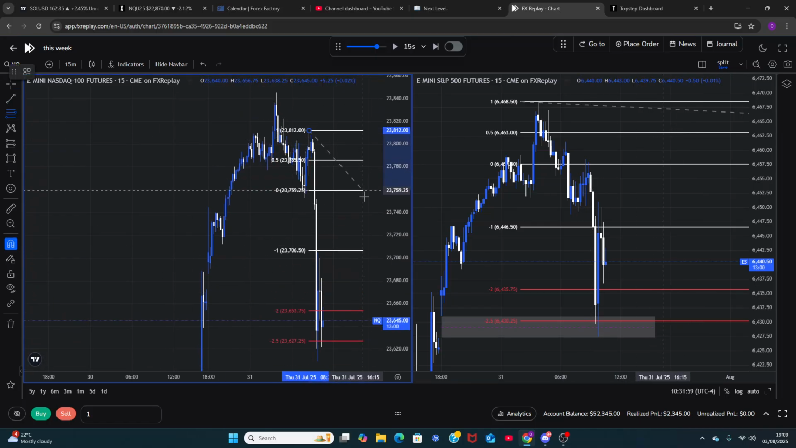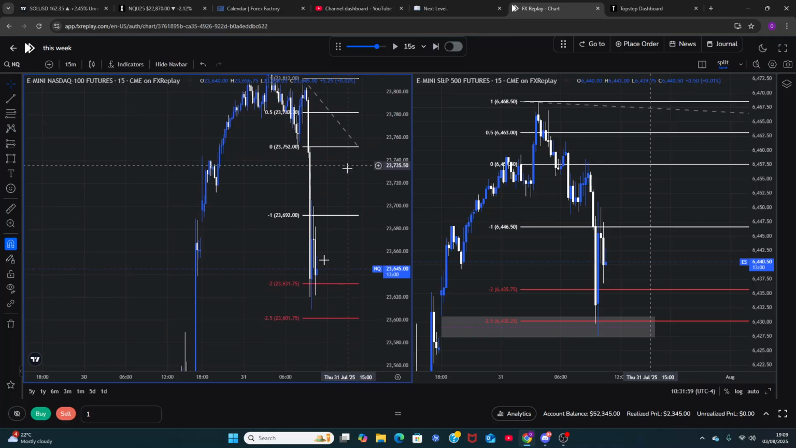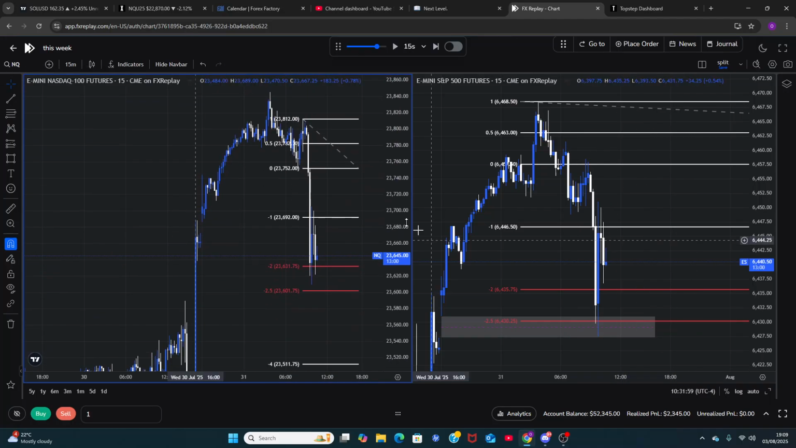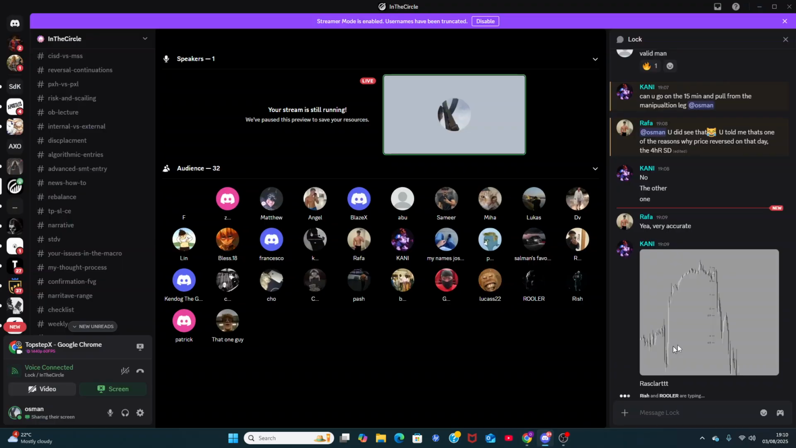Low key valid as well. Low key valid. Yeah, see, it always works. It depends on how you want to trade with it, bro. It always works. It depends how you want it.